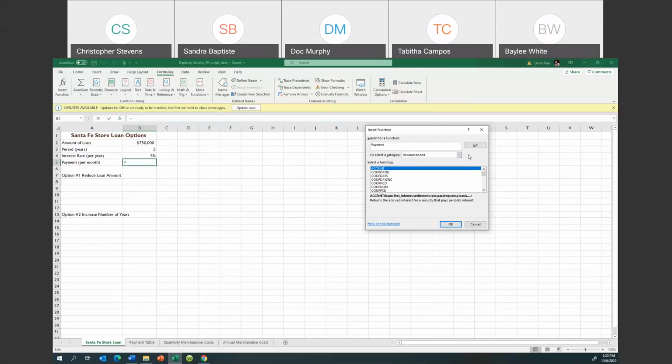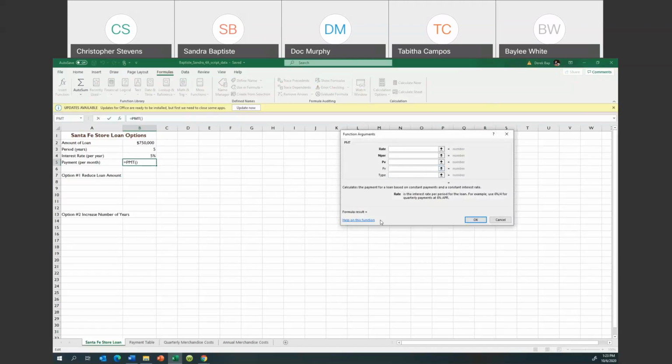Oh, it's got a couple of them. Scroll down till you see PMT. Yeah, PMT. Okay. And so it was under the financial list. So if anyone went that way, it'll be there as well. That's okay. You found a way to get to it by using the insert function. So you can click OK.